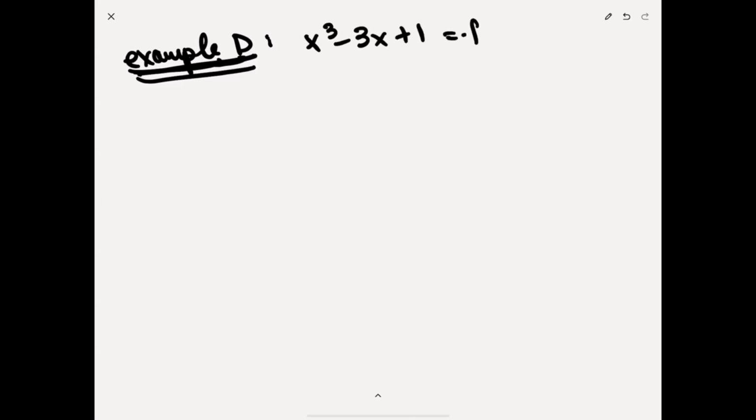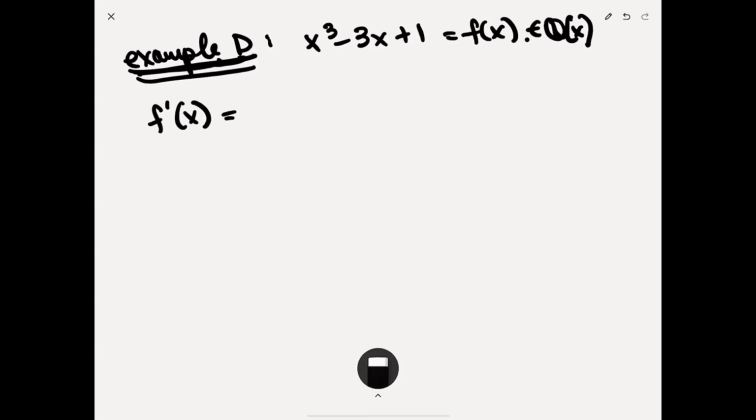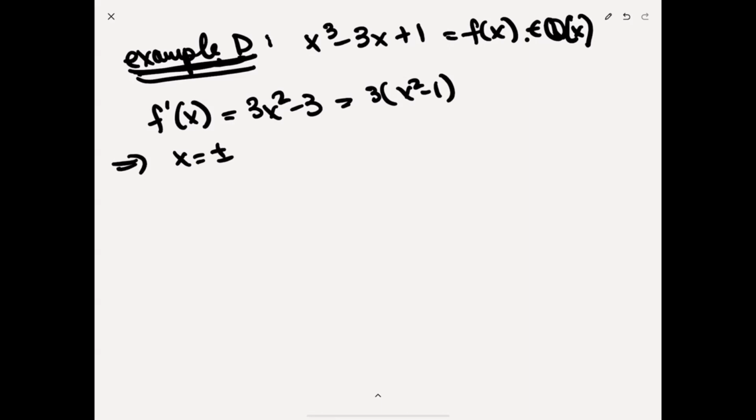All right. So look at this polynomial here. This is in Q[x]. I cooked this up so that we could graph this. So let's take the derivative. f'(x) is 3x squared minus 3, so this is 3 times (x squared minus 1). This implies that x is equal to plus or minus 1. Those are the critical points.